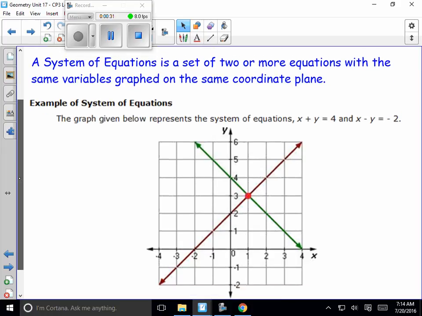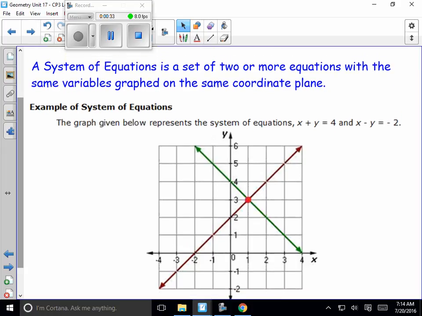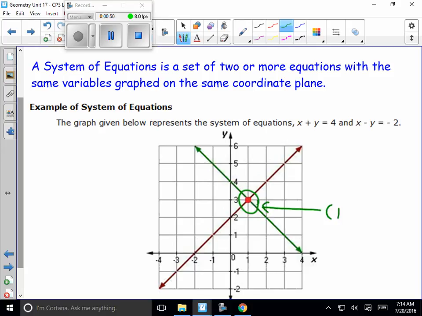find. So a system of equations is a set of two or more equations that have the same variables and find the same value. And the importance of this value is the one coordinate point, (1, 3). So x is 1, y is 3. This is the one value that's going to work in both of these equations.